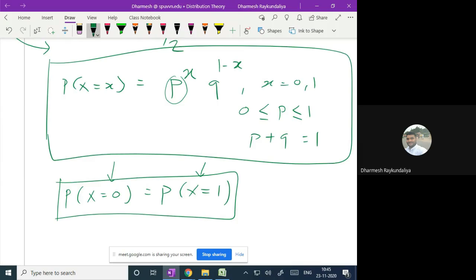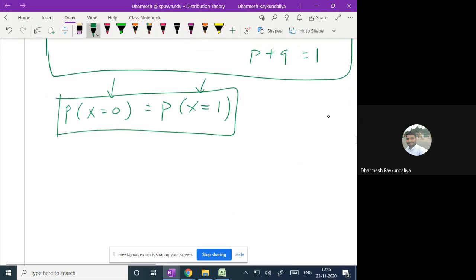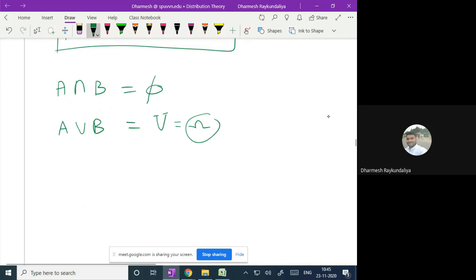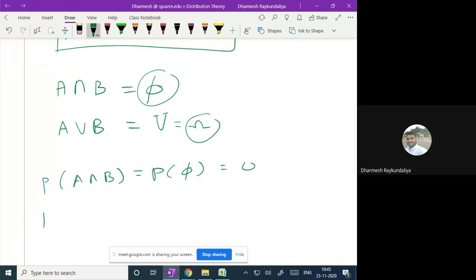We've also seen the concept of mutually exclusive. We say that events A and B are mutually exclusive if A intersection B is phi, and events A and B are exhaustive when A union B is equal to U, or you can say omega. In our case it is omega, which is nothing but the sample space. This is said to be a null event. And what is the probability of A intersection B? It is the probability of phi, which is equal to 0, and the probability of A union B is nothing but the probability of omega, which is equal to 1.